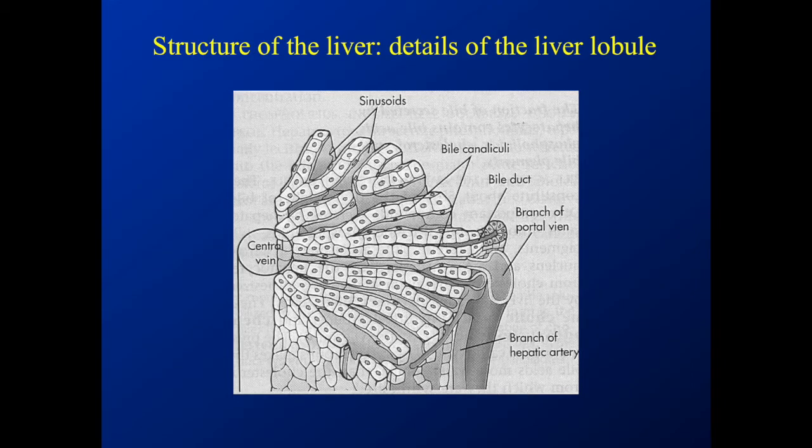If we look at the structure of the liver in great detail, this is the ultrastructure of the liver. You have these rows of hepatocytes that are opposite the sinusoids where blood flows through, and then you have these bile canaliculi that bile flows through at the end. You have then the central vein in the center, and then the hepatic artery and the portal vein on the outside.